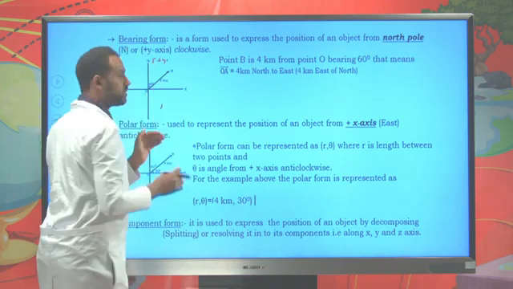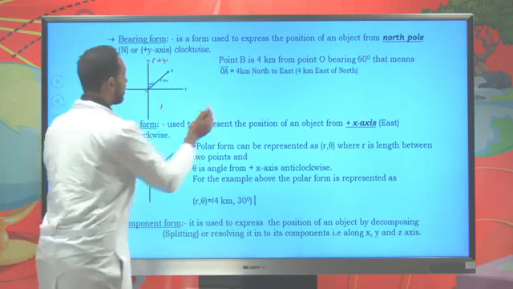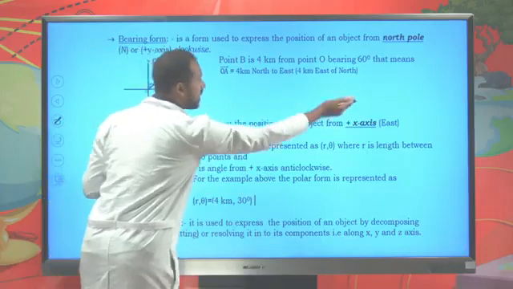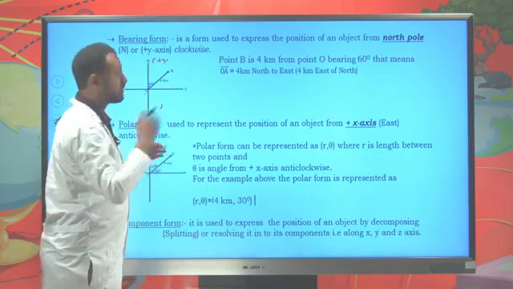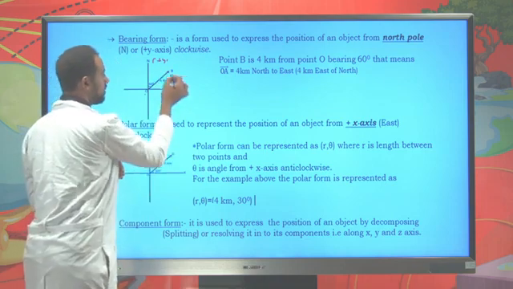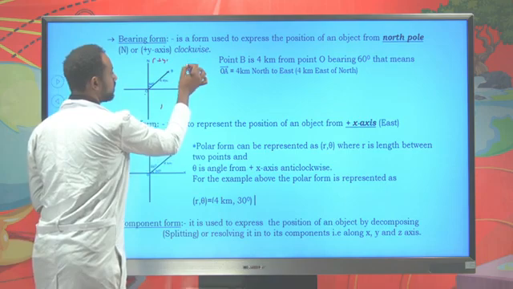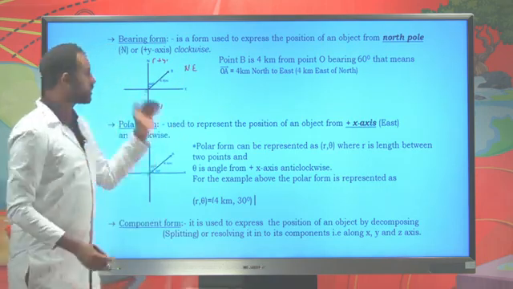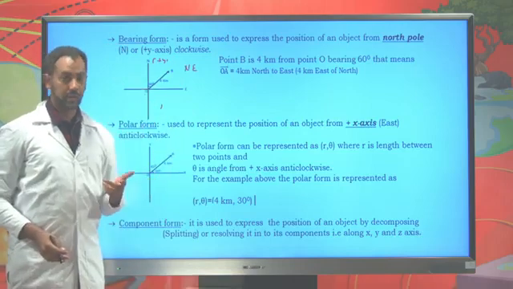So bearing means you are always referring from north. Therefore, in this case, point B is 4 kilometers away from point O. Bearing 60 degrees means from north clockwise 60 degrees. In this context, it's possible to say north to east, 60 degrees. So such a method of representing the position of something is known as bearing.